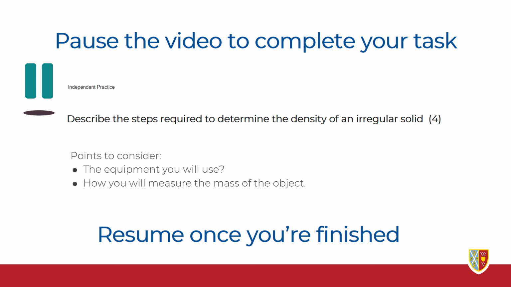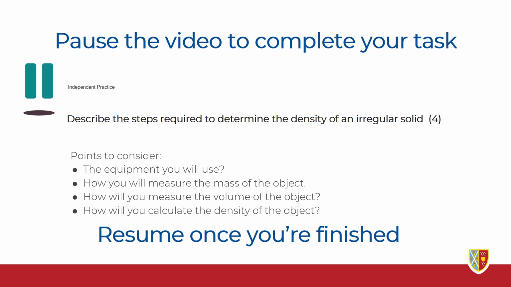To determine the mass, we're going to use a balance, and it's the same whether it's regular or irregular. The different bit that we're going to obviously have is how we find the volume of the object. And again, in this case, we have to talk about the Eureka can, the displacement method, and the measuring cylinder to collect the volume of liquid that's given off when we lower the object into it. And again, you're going to have to state how you determine the density. So again, pause the video and have a go at answering that question, and then resume it once you've got your answer.